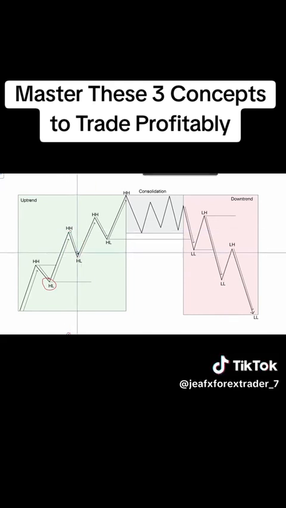If the market had driven all the way down like this and broken through the previous higher low, then this would no longer be a correction. This would actually be a bearish impulse, which is generally then what leads into a new downtrend.